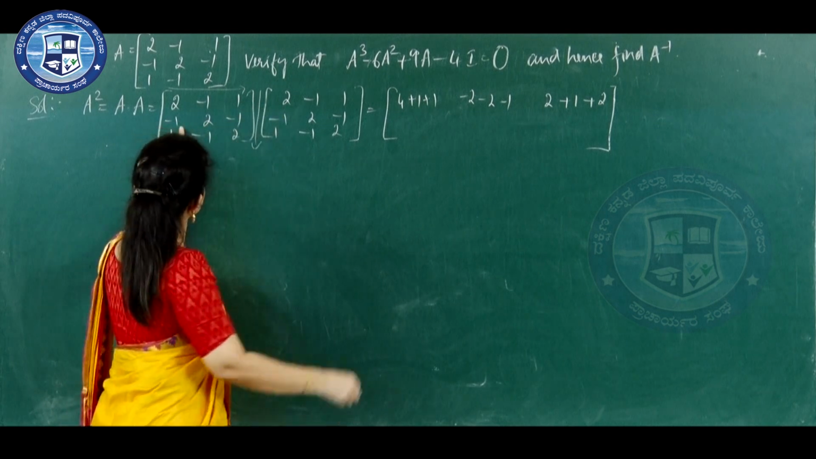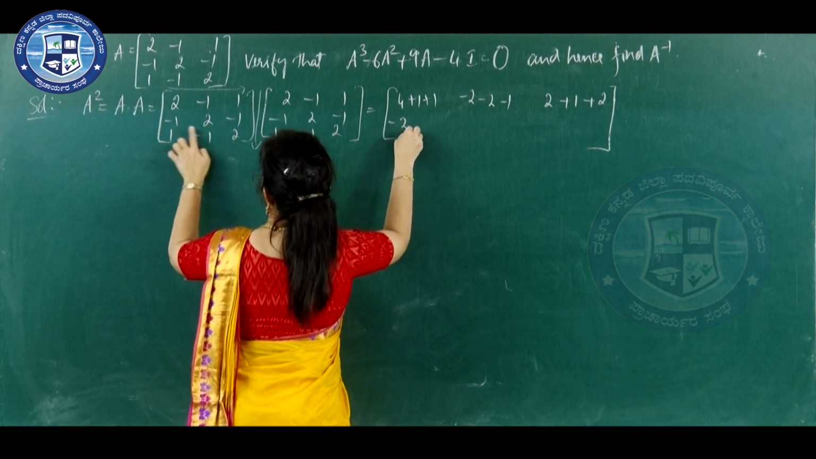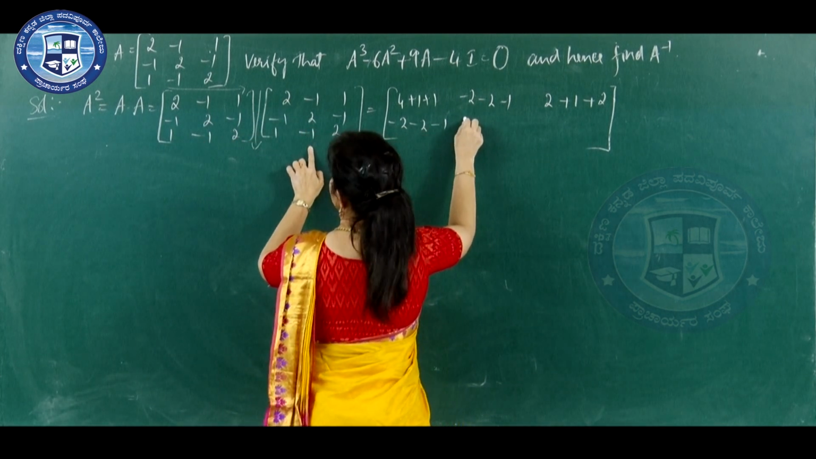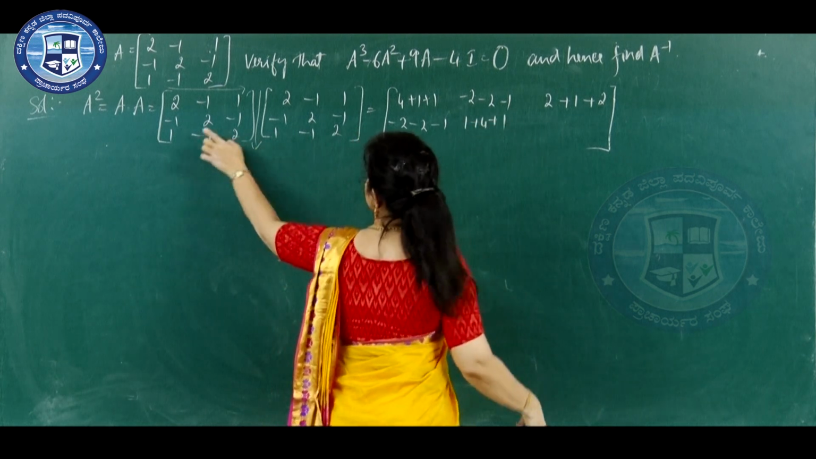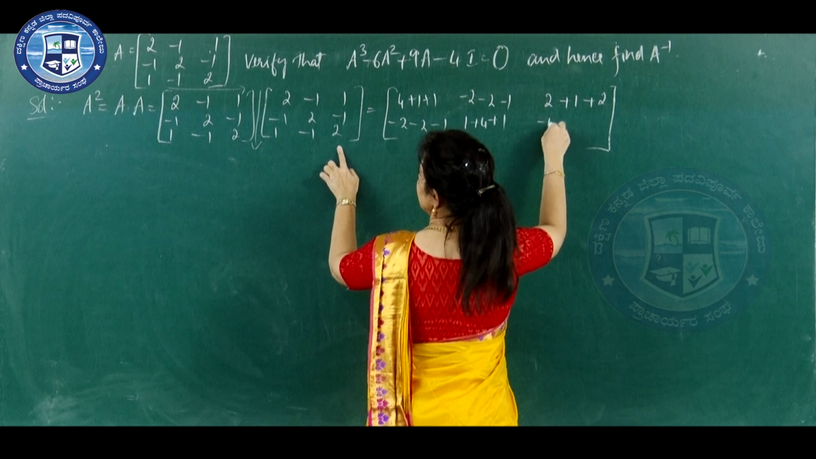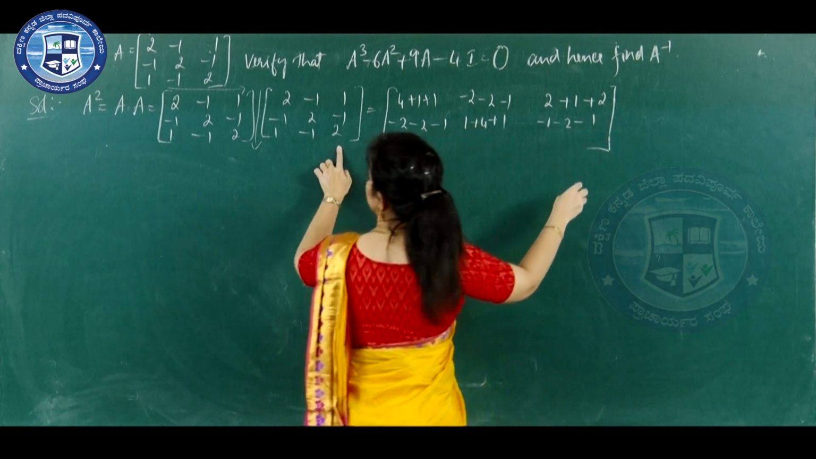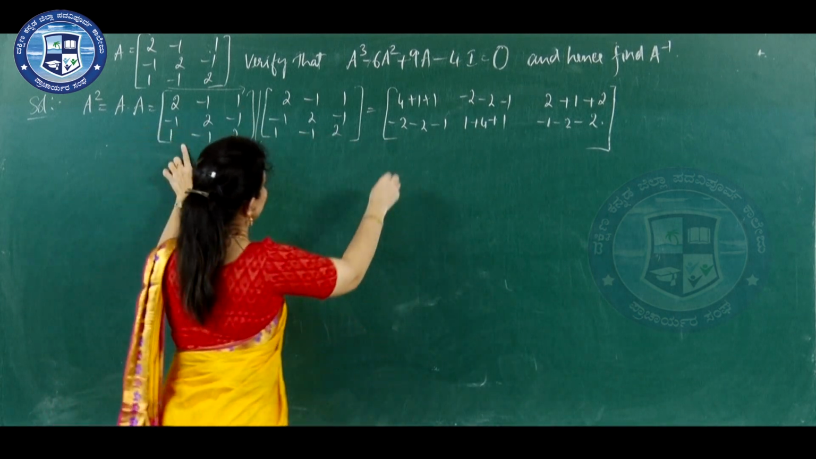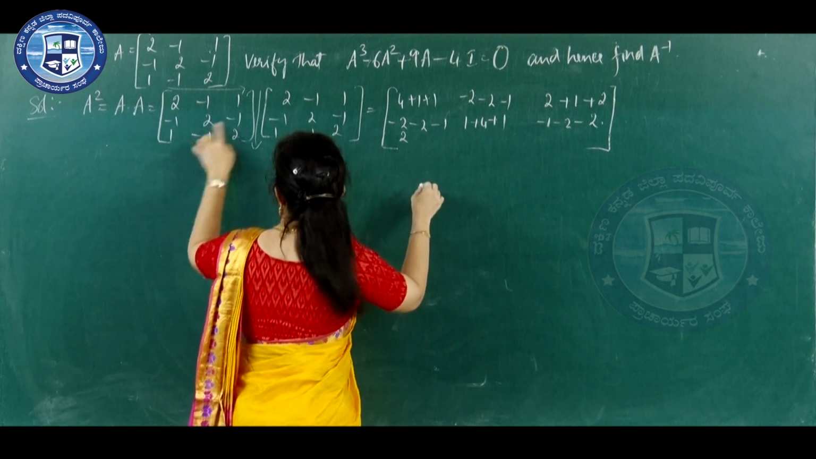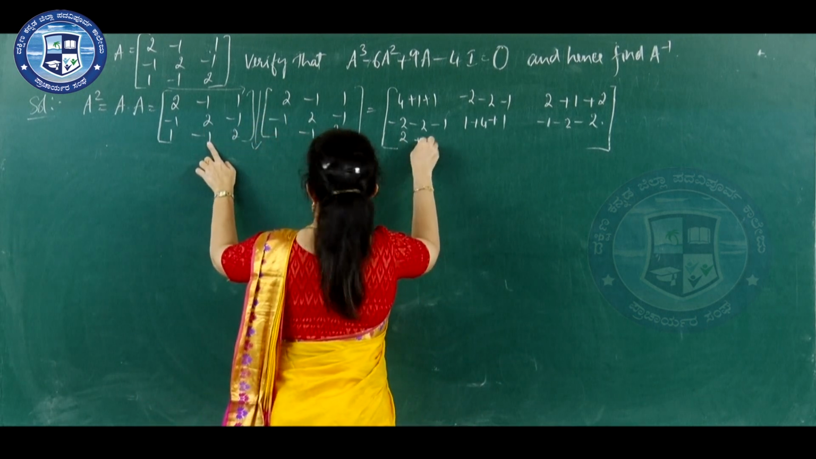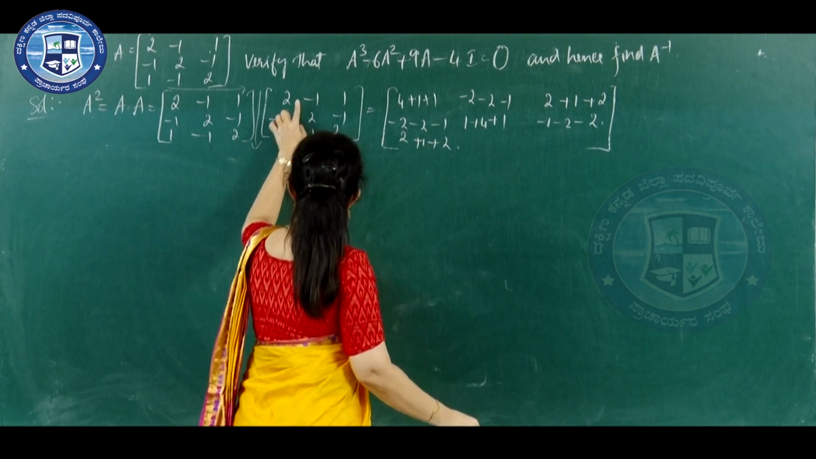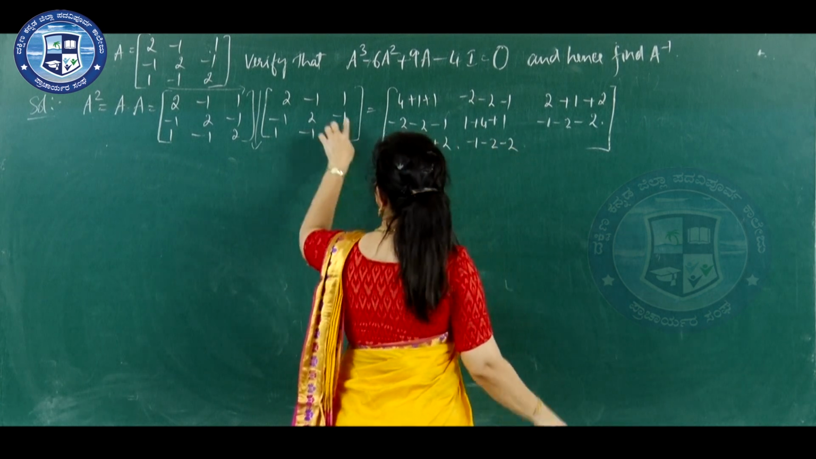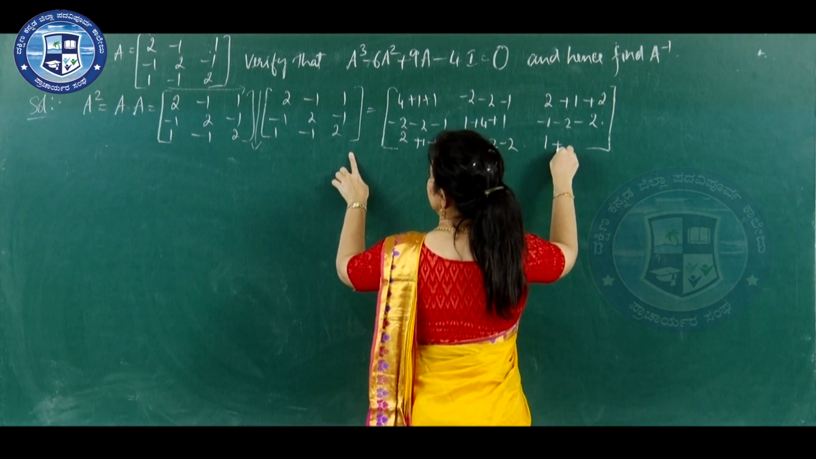Now, second row multiplied by first column, minus 2 minus 2 minus 1. Second row second column when you multiply, 1 plus 4 plus 1. Second row third column, minus 1 minus 2 minus 1 minus 2. Now, the third row first column, 2 into 1, 2 plus 1 plus 2. Third row second column, minus 1 minus 2 minus 2. Third row third column, 1 plus 1 plus 4.